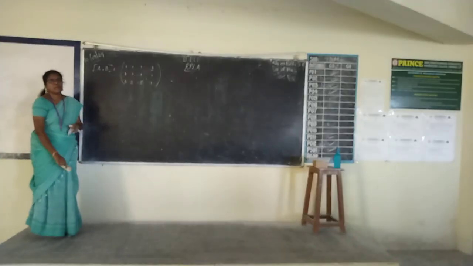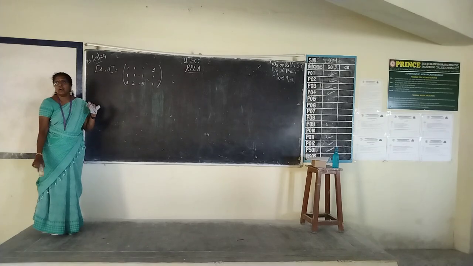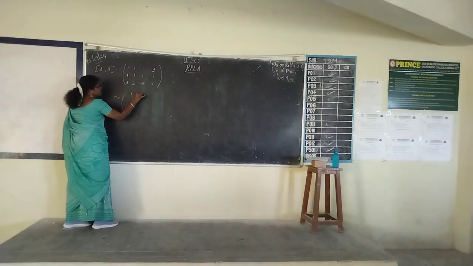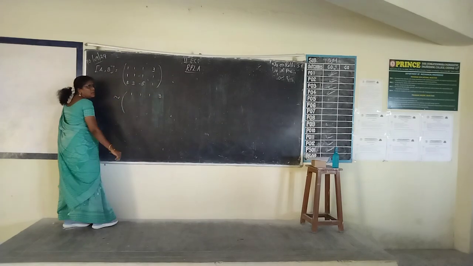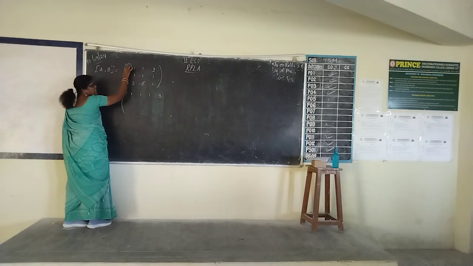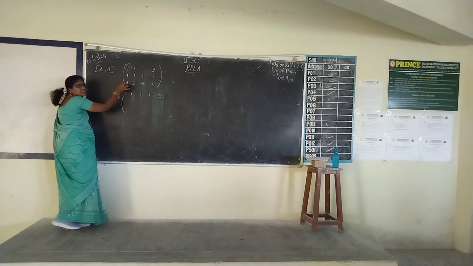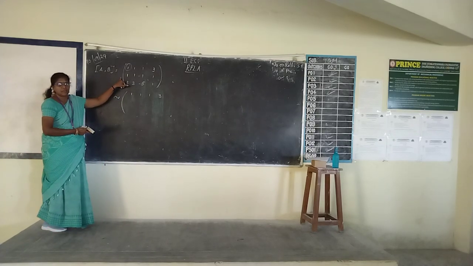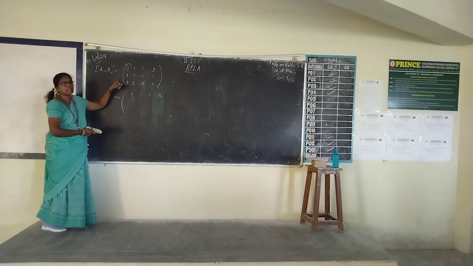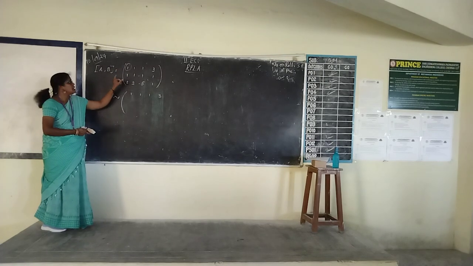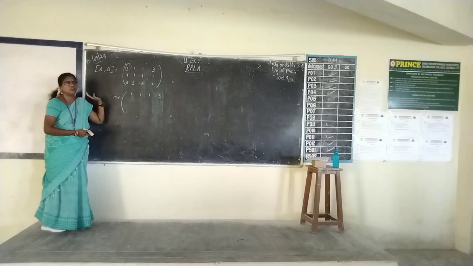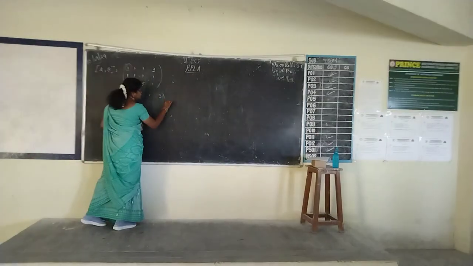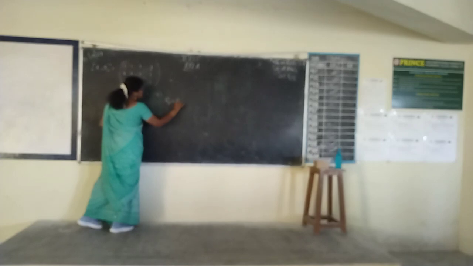So what is the first step you have to do? Retain the first row as it is. No changes in your first row. Keep the first row as it is: 1 1 1 3. Now with the help of the first row first element, make the remaining two first elements to be 0. So what is the value here? 1. Here also 1. How will you make it a 0? Just subtract. Okay, R2 is transformed as R2 minus R1.